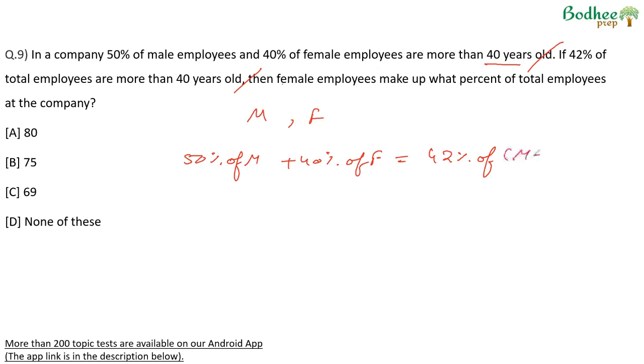42% of the total will be 42% of M plus F. 50% of males and 40% of females are over 40 years old, and 42% of the entire thing is there. The numbers will be equal. So we can write this as 50M plus 40F is equal to 42M plus 42F. 8M is equal to 2F.